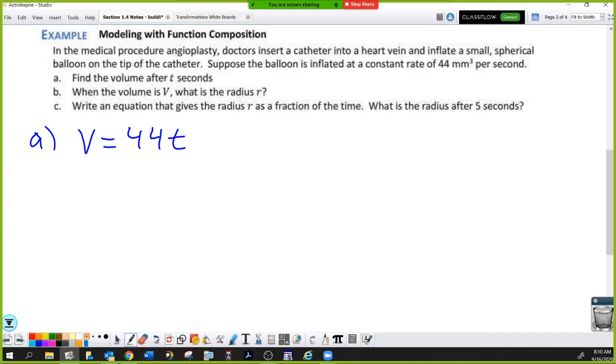I'm a bad mathematician. Instead of V, it should say V of t because it is a function in terms of time. There we go. V of t. I forgot we were doing composition, so we need to have the of t part. The next question asks about the radius. So in order to pull off part B, we need to know something about volume of a sphere.